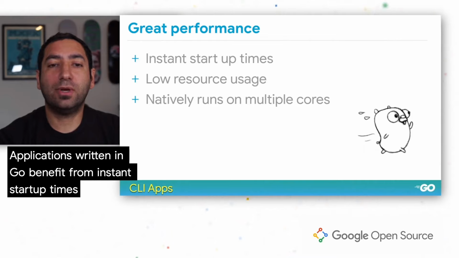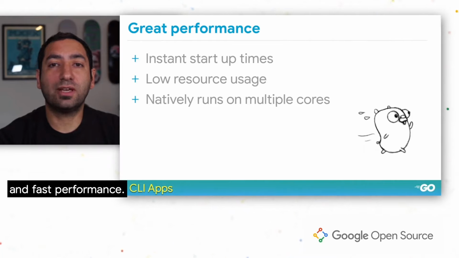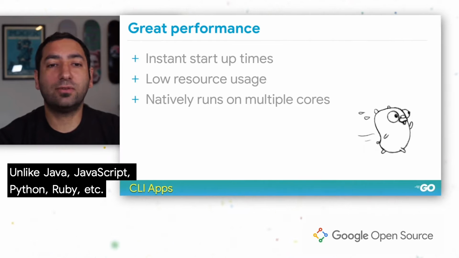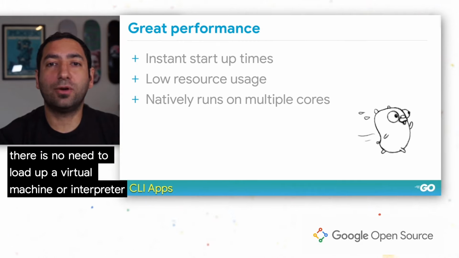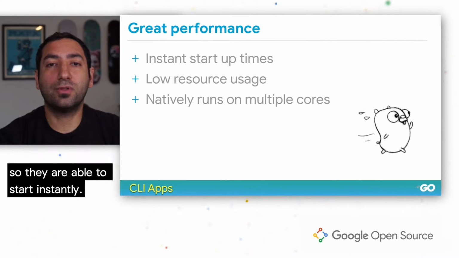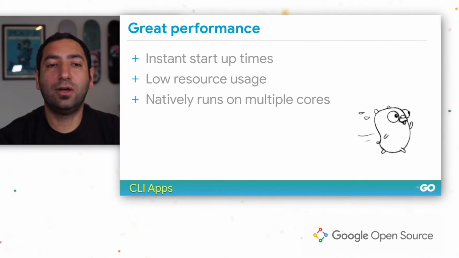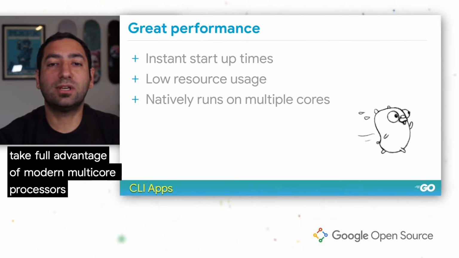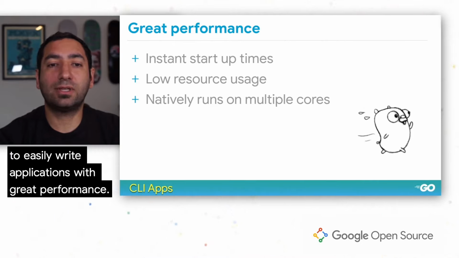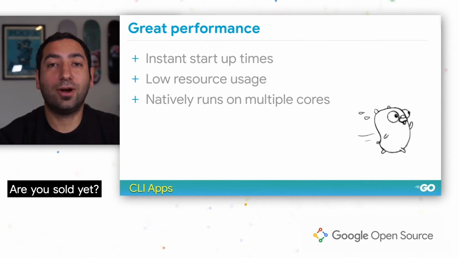Applications written in Go benefit from instant startup times and fast performance. Unlike Java, JavaScript, Python, Ruby, etc., there's no need to load up a virtual machine or interpreter, so they're able to start instantly. Go's performance and concurrency take full advantage of modern multi-core processors to easily write applications with great performance. Are you sold yet?